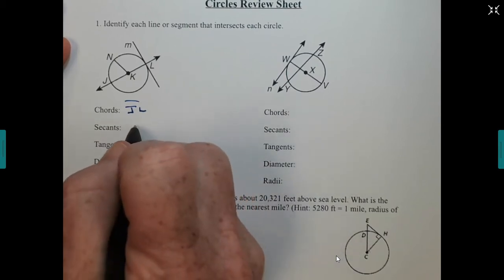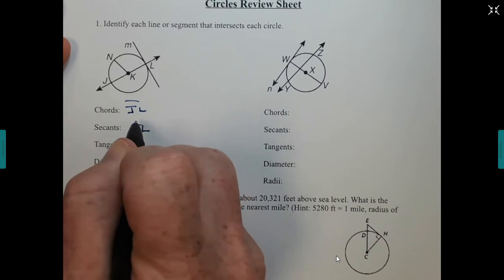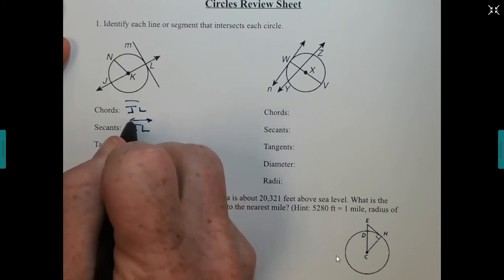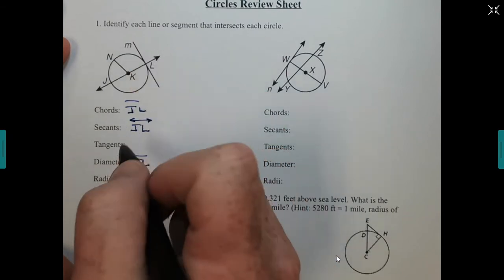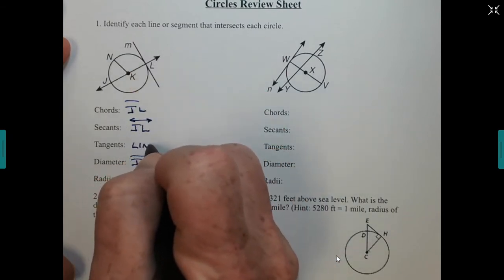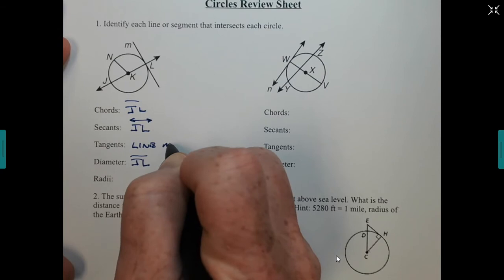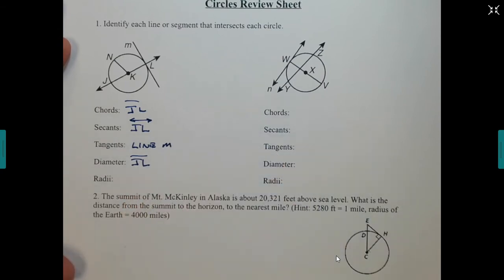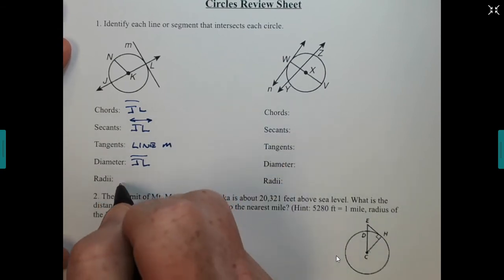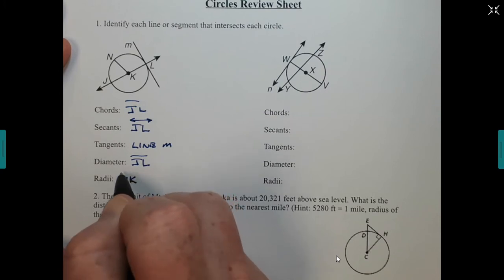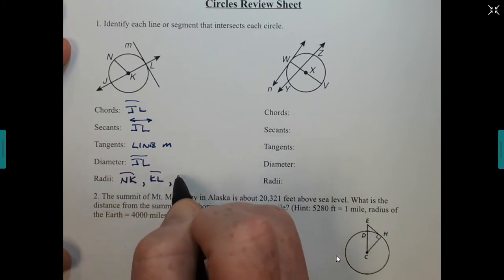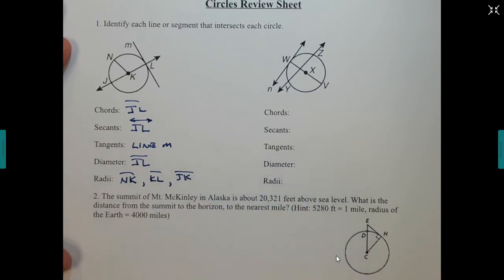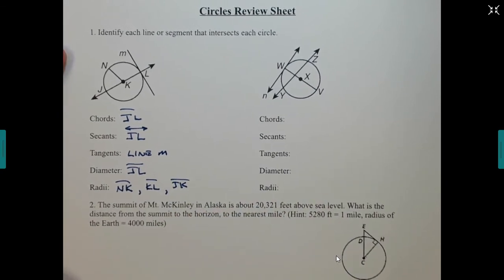A secant has to be a chord that keeps going. And this tangent, the lowercase letter, means that we can call that line M. Now, radii is actually asking for multiple radii. We have one from N to K, from K to L, from J to K, all of those being segments.